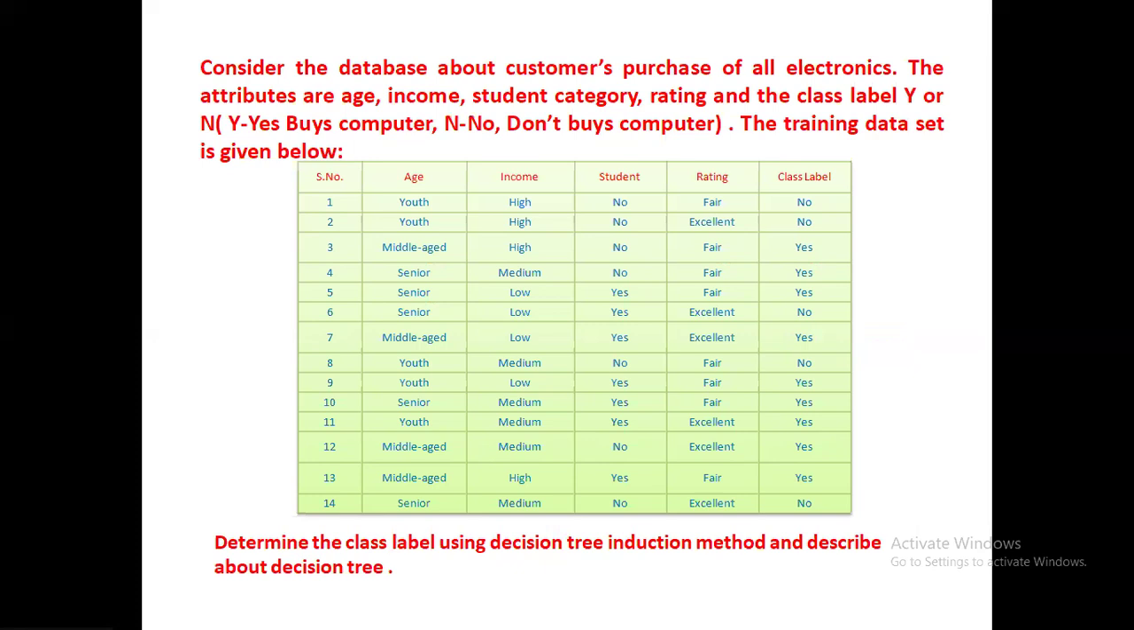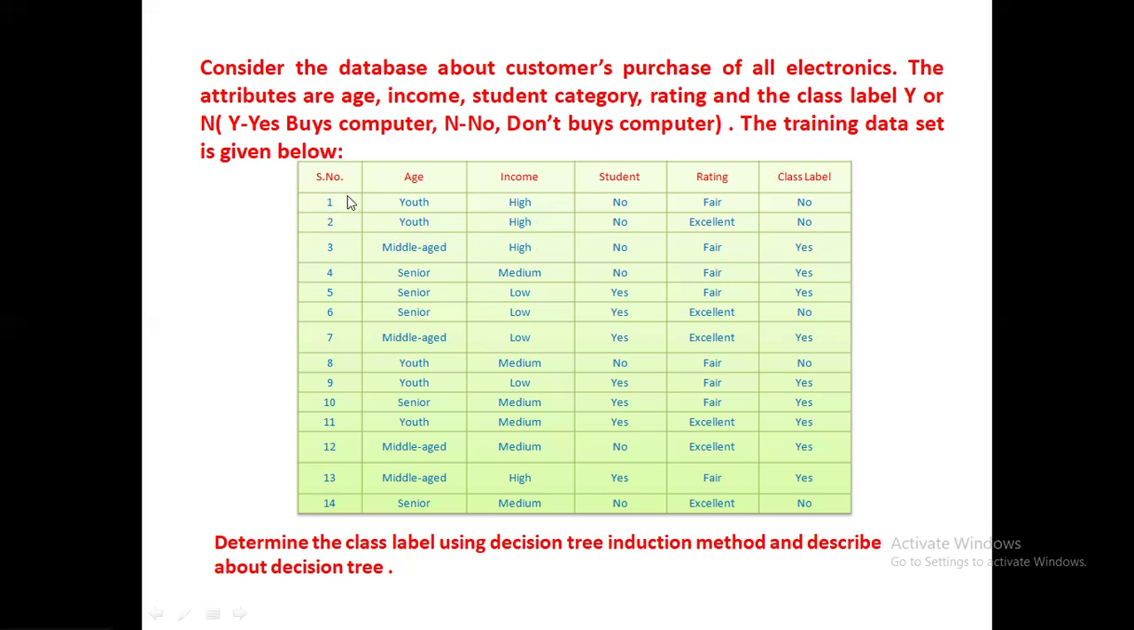In this case, you have to consider the database about customers' purchase of all electronics. If you are looking into the table, you can see the attributes are age, income, student category, rating, and the class label, that is yes or no. Y represents yes, and N means no. Yes means buys computer. No means don't buy a computer. The training data set is given below.